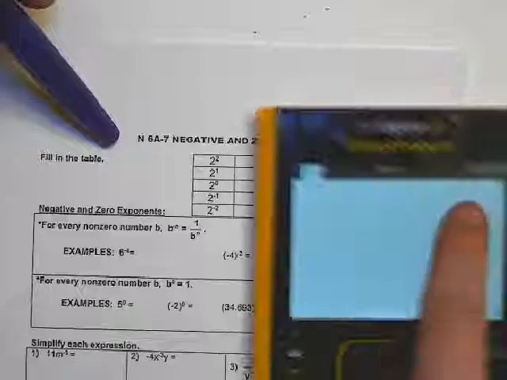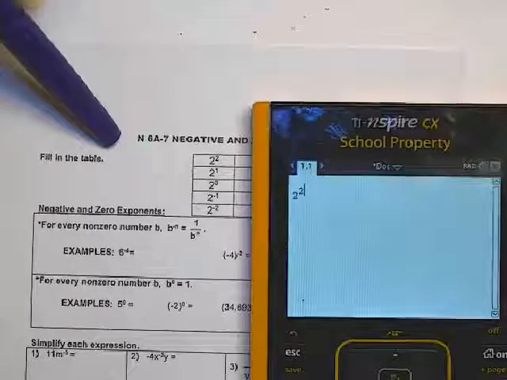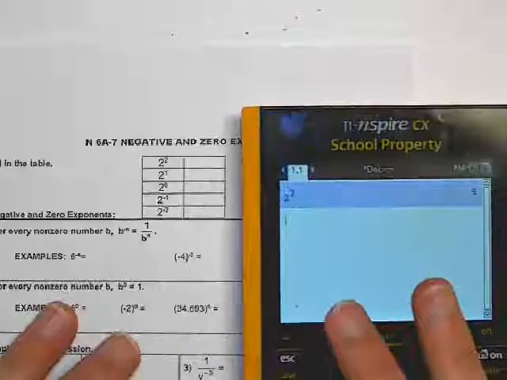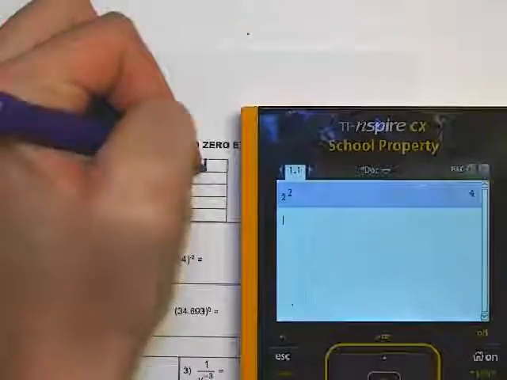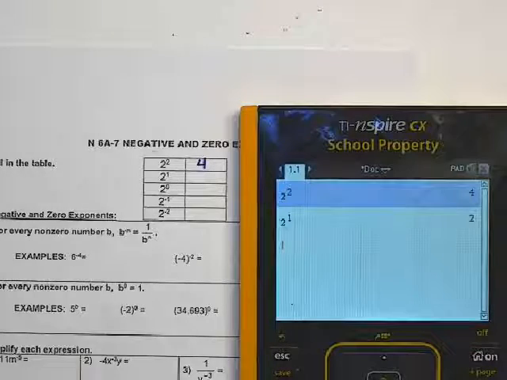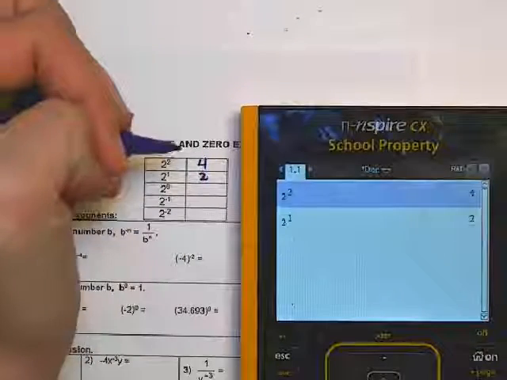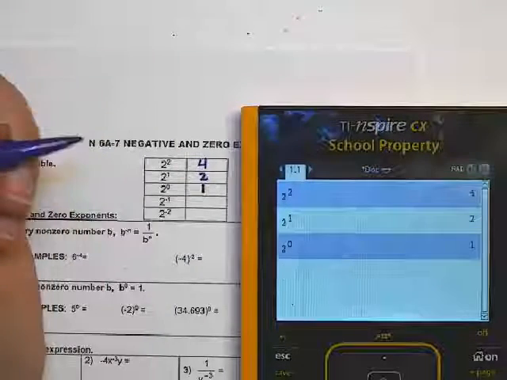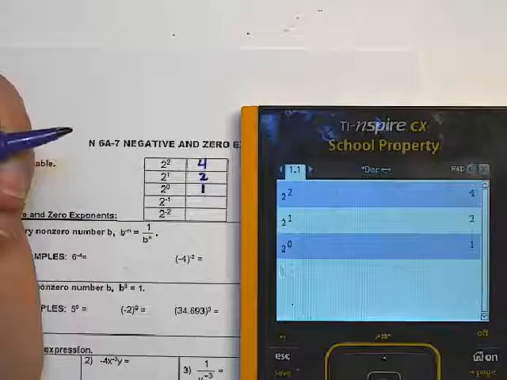It says fill in the table. So 2 squared. If I do 2 squared in my calculator, what do I get? 4. So right next to it in the box, I want you to write 4. If I do 2 to the first power, I get 2. If I do 2 to the zeroth power, I get 1. Everybody write 1.